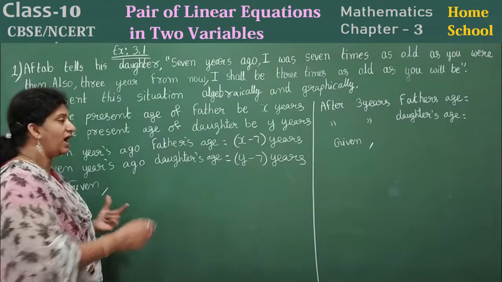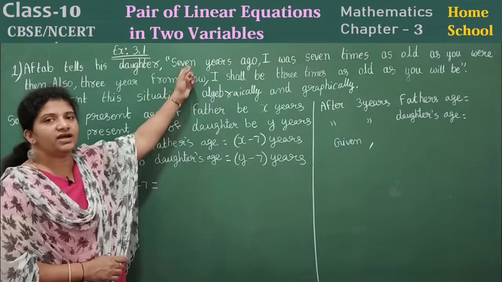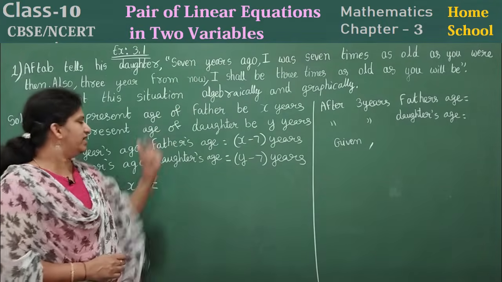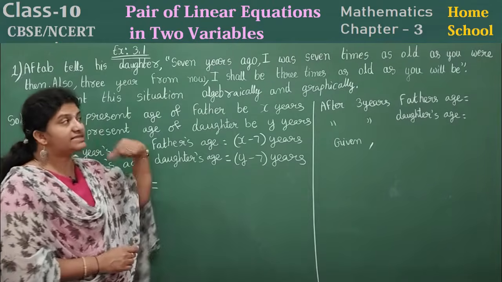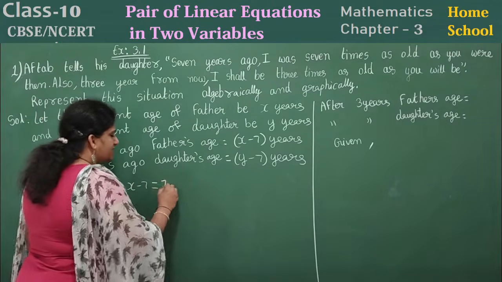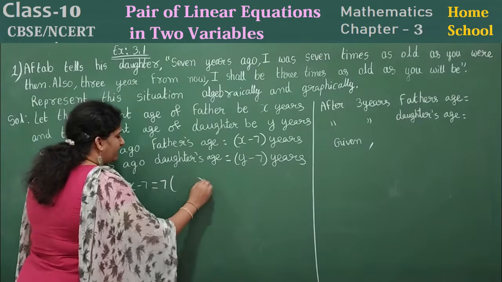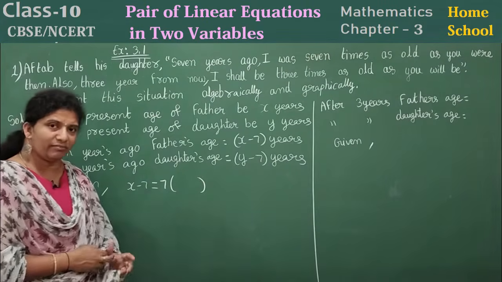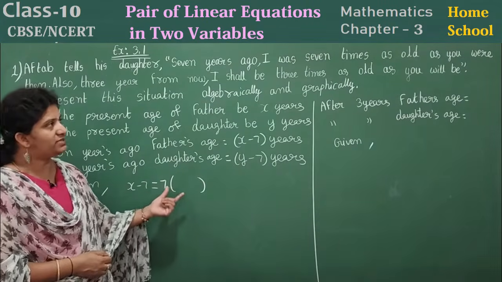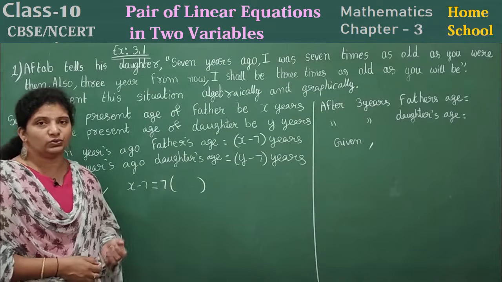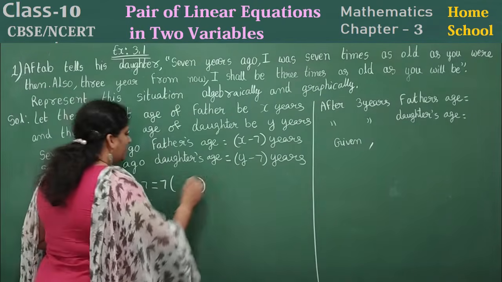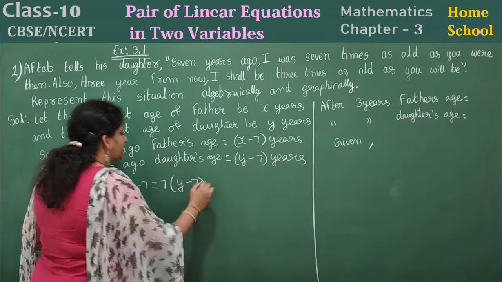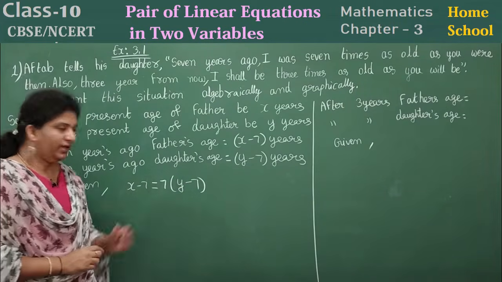Aftab, the father. 7 years ago, I was, who is I? Aftab. I was 7 times. Look here, 7 times, like this you need to remember. 7 times as old as you. Who is that? Daughter. What is the daughter's age then? Y minus 7. Okay, now solve this.